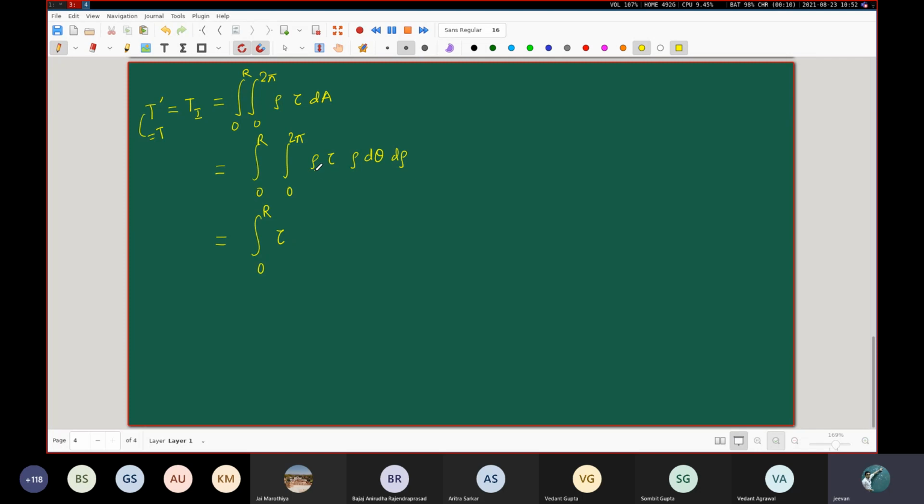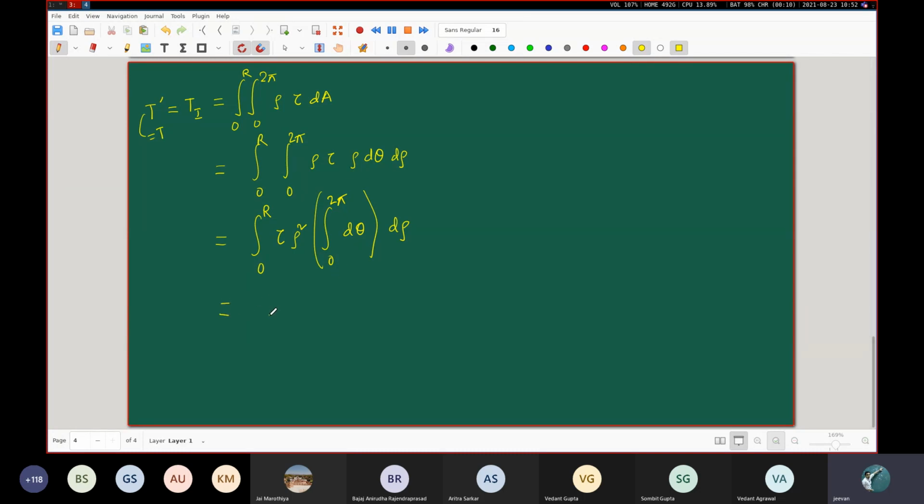Furthermore, you note that this rho is a separate coordinate variable compared to this theta. There is no connection between this rho and theta. They are independent coordinate variables. So we can take this rho square also outside. What we will be left with is 0 to 2 pi simply d theta, and outside you have this d rho.